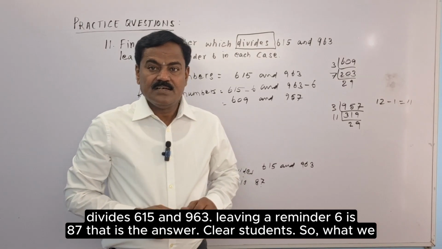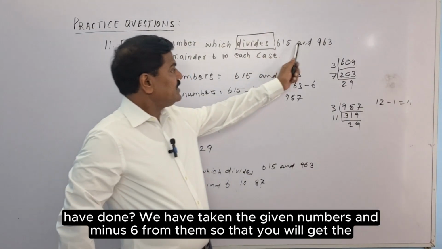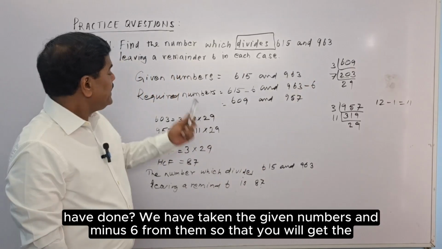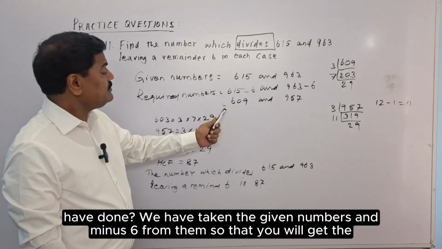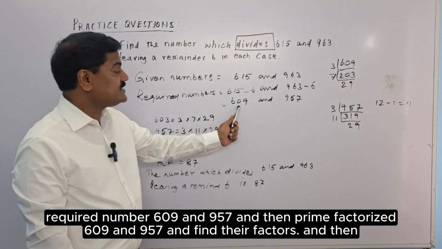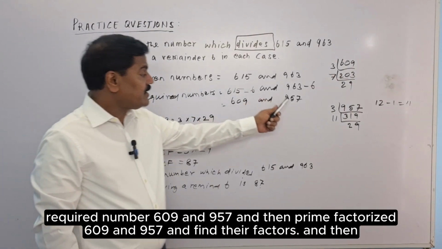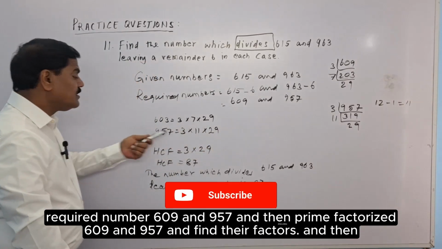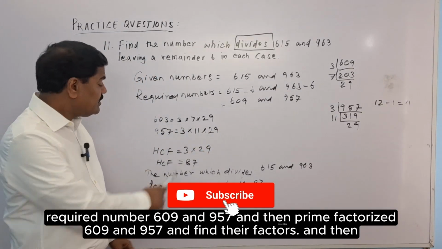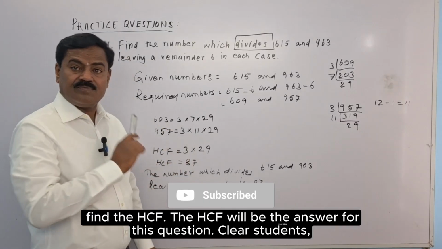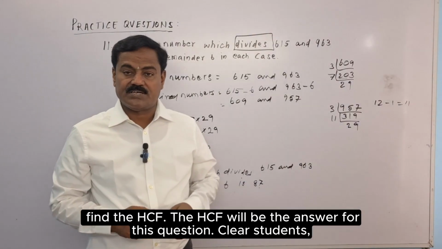Clear, students? So what we have done, we have taken the given numbers and minus 6 from them, so that you will get the required numbers 609 and 957, and then prime factorize 609 and 957 and find their factors, and then find the HCF. The HCF will be the answer for this question.